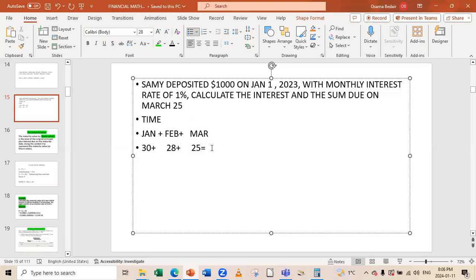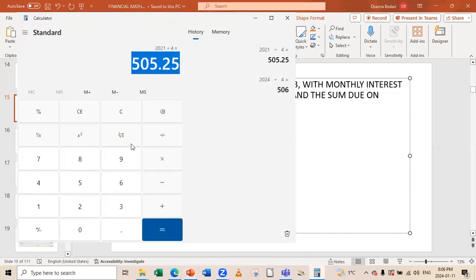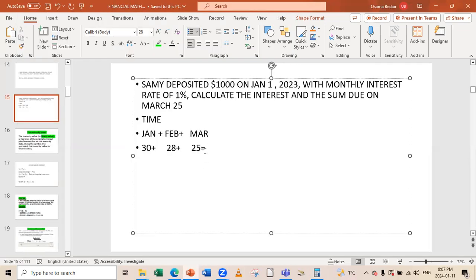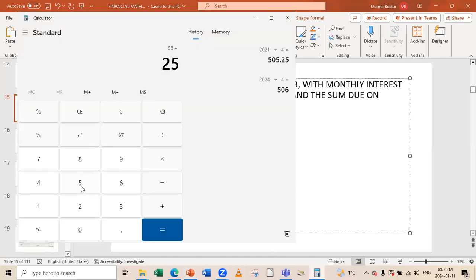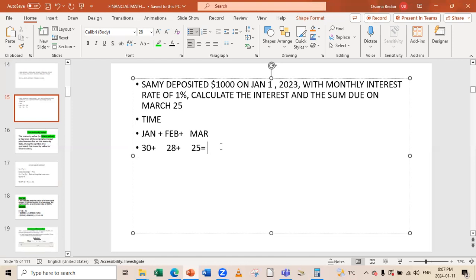When I calculate all of them together, that will equal 30 plus 28, that is 58, plus how many days in March? 25 days in March. Then 58 plus 25, all the days will equal 83 days. So 83 days, if I leave it like this in days, that is wrong when I put it in the calculation. So I have to convert it.